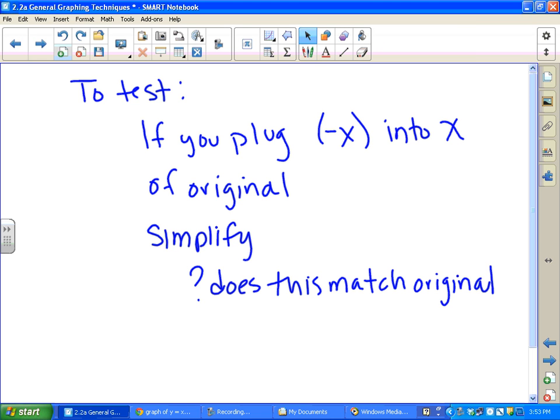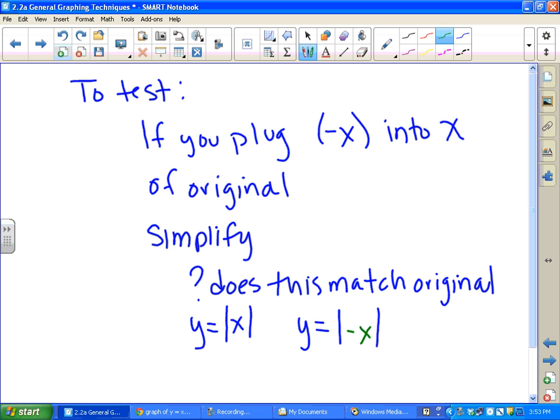So for example, my original is y equals the absolute value of x. I'm going to take my original equation, and wherever I saw x, I'm going to put in negative x. Now I have to take this entire equation and simplify it. So if I had y equals the absolute value of negative x, well, that's the same thing as y equals the absolute value of x. So does it match the original? Yes, it does. Since it matches, then it has y-axis symmetry.